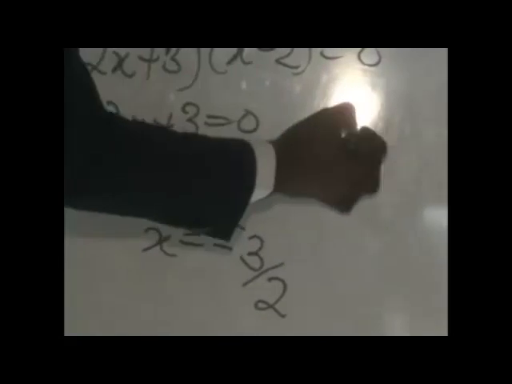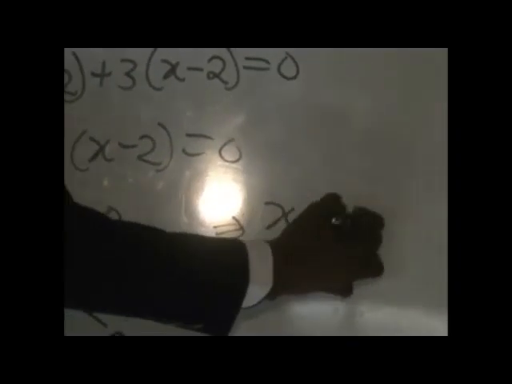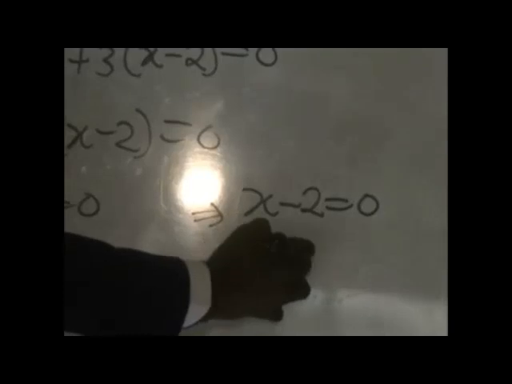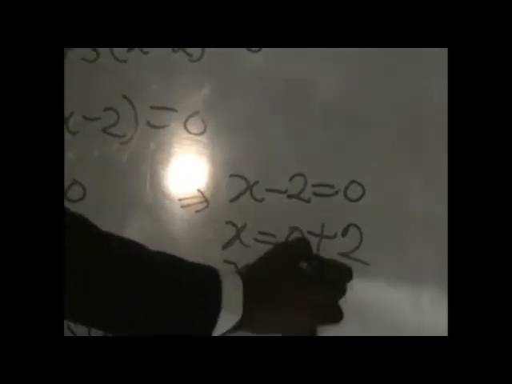So similarly, let's come here. We are going to equate x minus 2 to be equal to 0. So x minus 2 equal to 0. You collect like terms, it becomes what? X equal to 0 plus 2. Okay? So this becomes x equals 0 plus 2, which will give us 2.